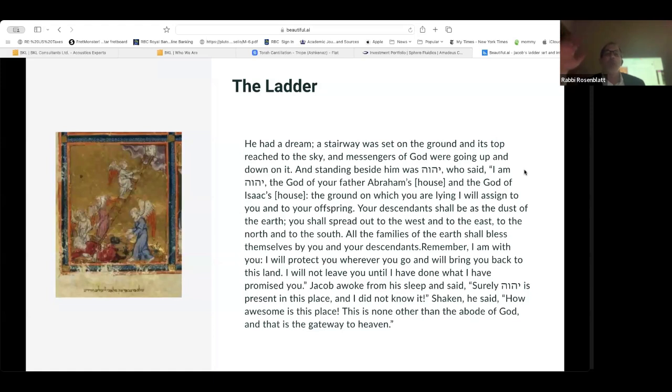Remember, I am with you. I will protect you wherever you go, and will bring you back to this land. I will not leave you until I have done what I have promised you. Jacob awoke from his sleep and said, surely Hashem is present in this place, and I did not know it. Shaken, he said, how awesome is this place? This is none other than the house of God. And this is the gateway to heaven.